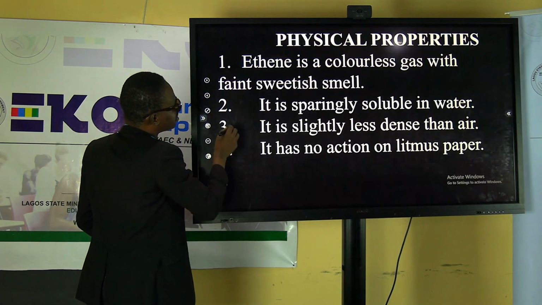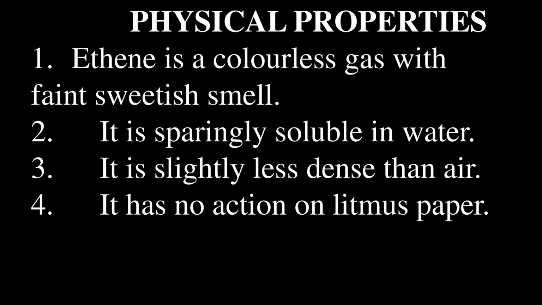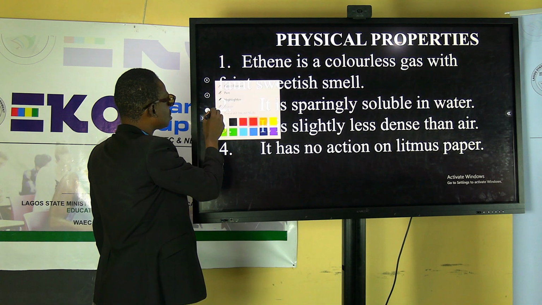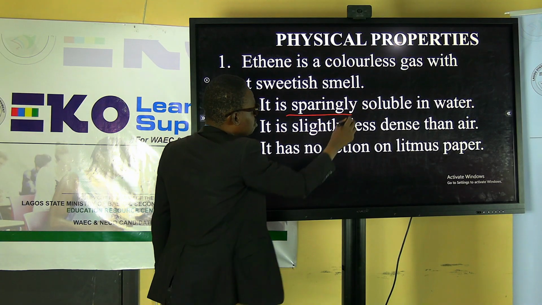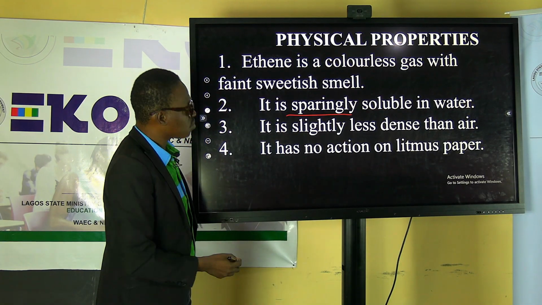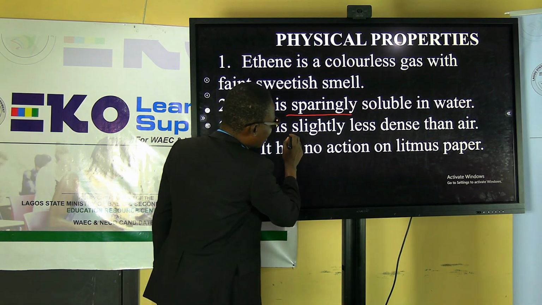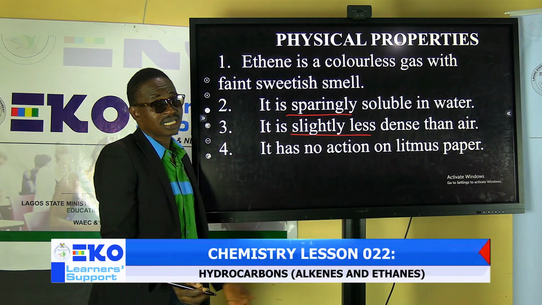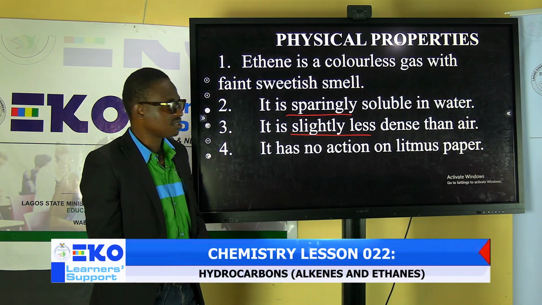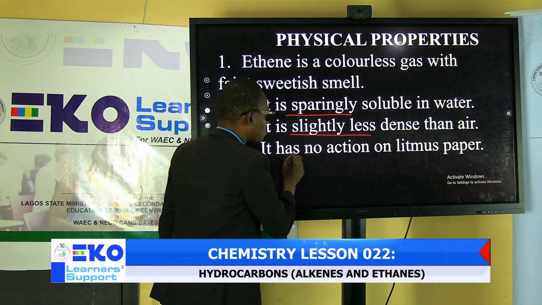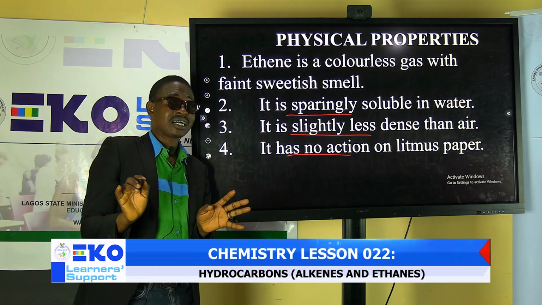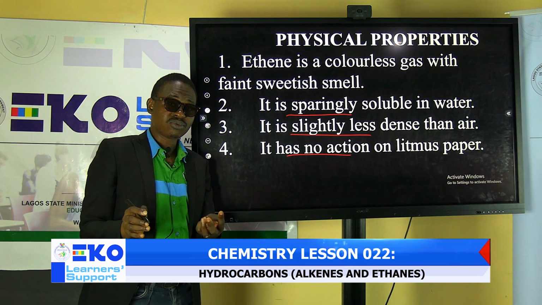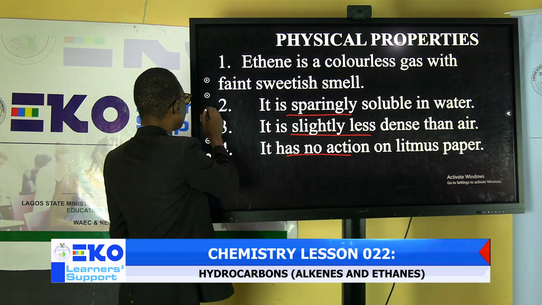So let's move. What are the physical properties? It is a colorless gas with what? A faint, sweet smell. So it's easier to know this. It's slightly soluble; that's why we can pass it through water. It is slightly less dense, I've told you, that's why it can be collected by upward delivery, and it has no action on litmus paper. I've told you most of these gases have no action on both blue and red litmus paper.